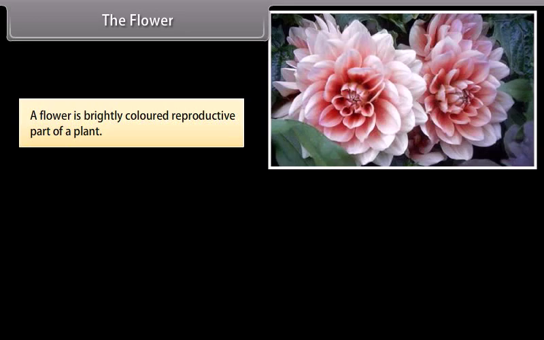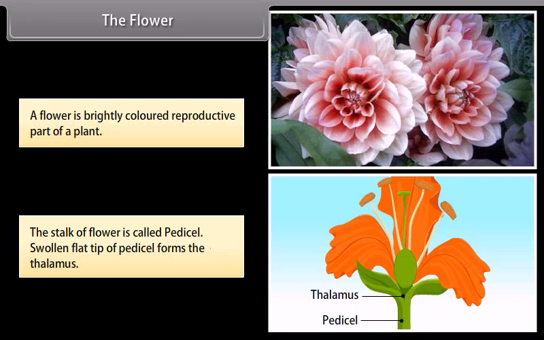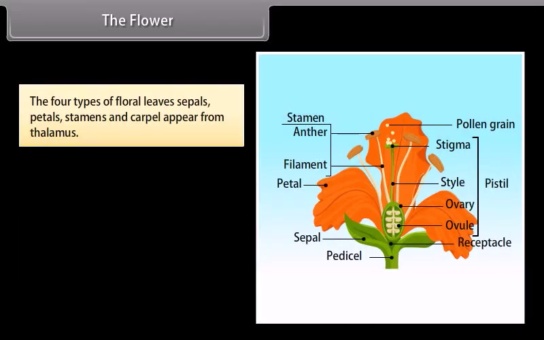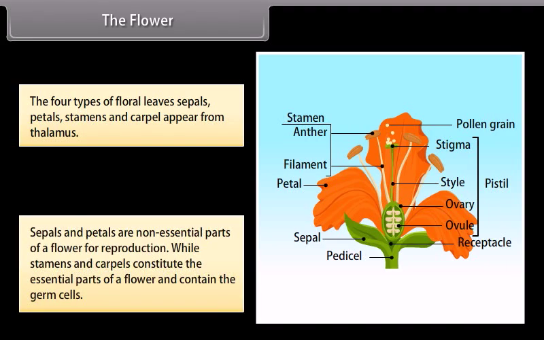The flower. A flower is a brightly colored reproductive part of a plant. The stalk of flower is called pedicel. The swollen flat tip of pedicel forms the thalamus. The four types of floral leaves, sepals, petals, stamens, and carpel, appear from thalamus. Sepals and petals are non-essential parts of a flower for reproduction, while stamens and carpels constitute the essential parts of a flower and contain the germ cells.